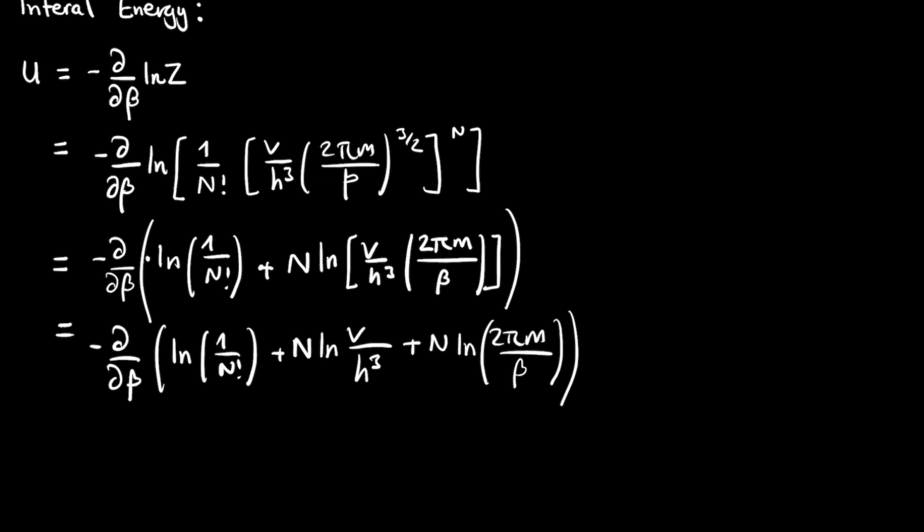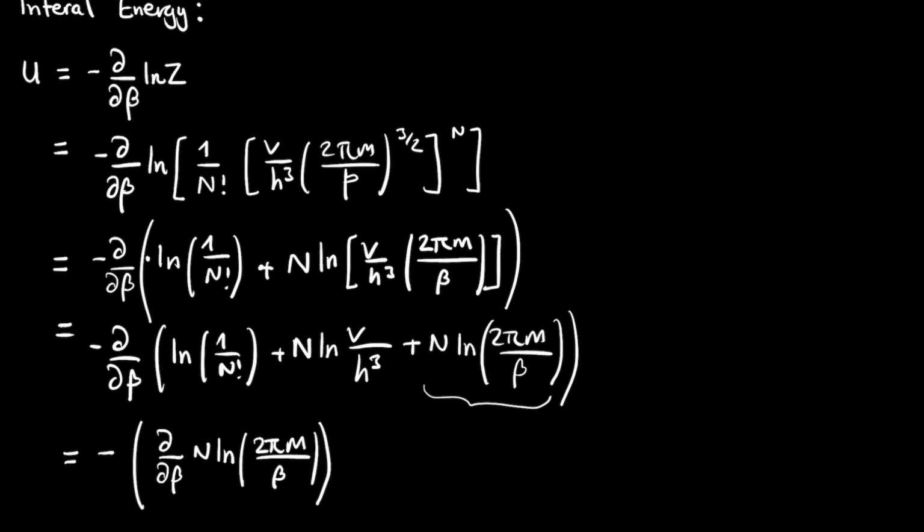Now, as you can see, we've actually only got one term which actually has beta in. So what's going to happen to all these other terms? Well, they're not going to carry through on the differentiation. So when we differentiate, we've got this minus sign out the front. Let's keep it here. This term isn't going to do anything. This term isn't going to do anything. So we're simply going to have the derivative with respect to beta of n times the log of 2 pi m over beta, because all these other ones are just going to go. There's nothing with respect to beta.